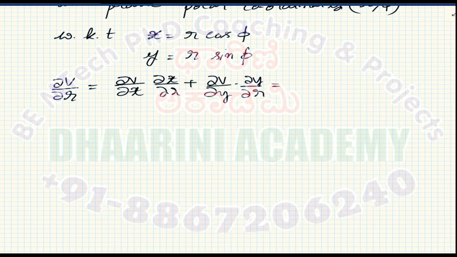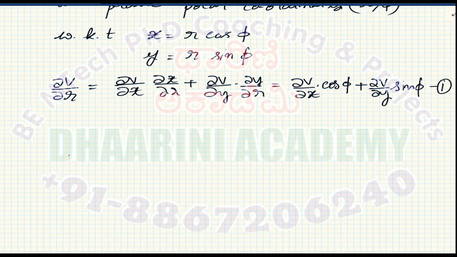So x with respect to r, I can actually substitute this directly over here. What is dou v by dou x? We don't know, we write it as this. Multiply this with dou x by dou r. x is equal to r cos phi, so when you differentiate this with respect to r, I get cos phi. Plus the next term, dou v by dou y, and substitute the differentiation of y with respect to r, that is sin phi. I'm going to call this equation number 1.